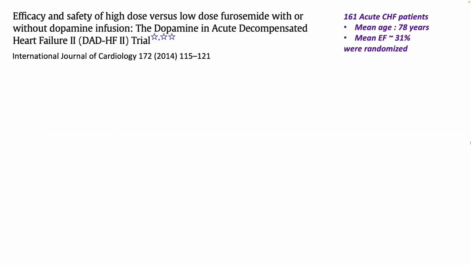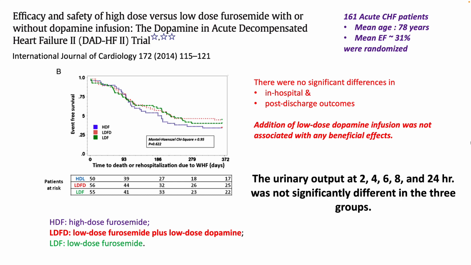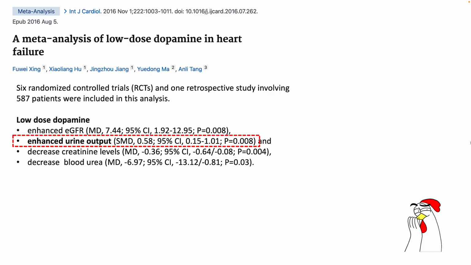In a subgroup analysis, there may have been some signal of its working better in lower ejection fraction and lower blood pressure. The DAD-HF2 trial studied acute congestive heart failure and found that low-dose Lasix plus low-dose dopamine did not differ in outcome when compared to high-dose Lasix or low-dose Lasix. The urine output at 24 hours was not significantly different in the 3 groups.